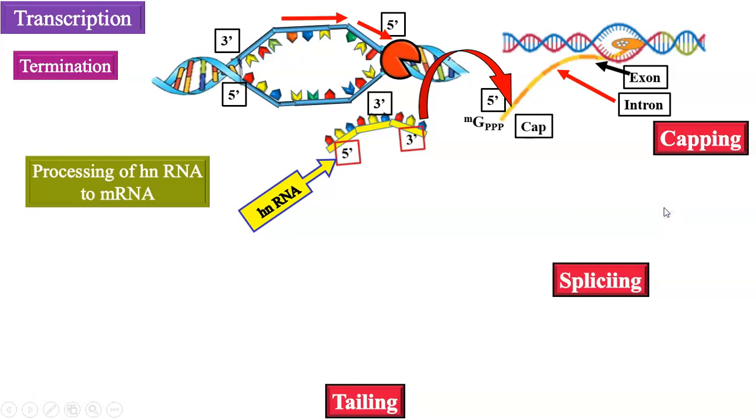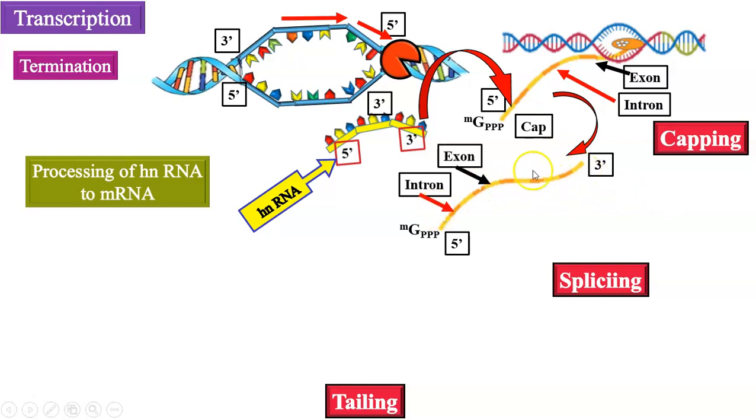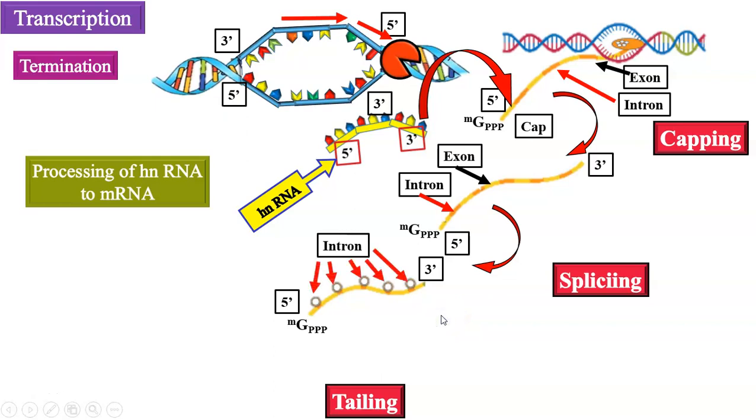In capping, the primary transcript gets methylated guanosine triphosphate at its 5' end, and then in splicing what happens is the introns of the primary transcript are removed and only exons are kept, and these exons get connected with the help of DNA ligase enzyme. So these introns get removed and only exons are left behind and they get connected.